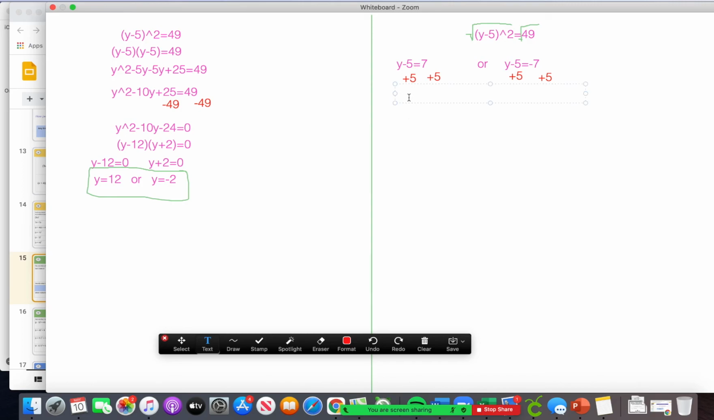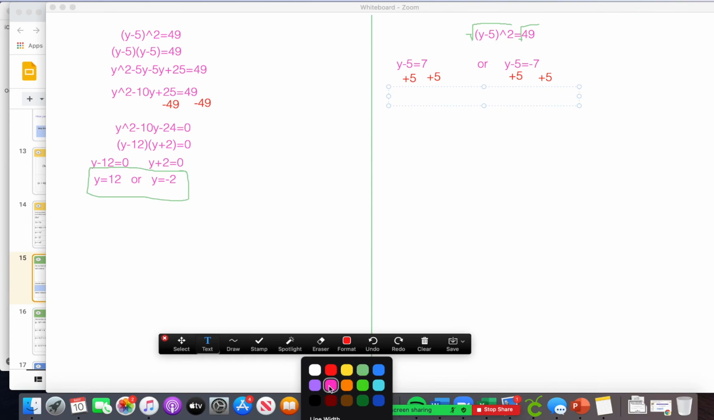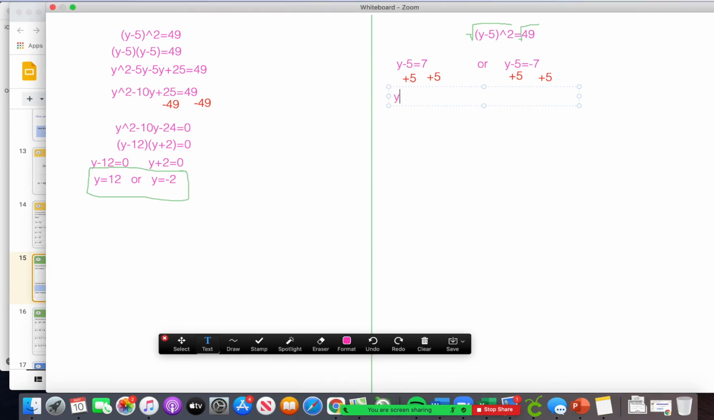Okay, so then in this case, if we add 5 to both sides, y equals 12, which is the same answer we got here. If we add 5 to both sides, y equals negative 2. So our answer is y equals 12, or y equals negative 2. The only time you can use this strategy is when this is a perfect square and you can cancel out that perfect square with a square root.